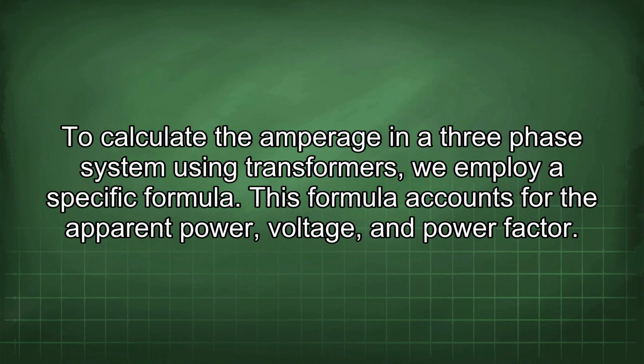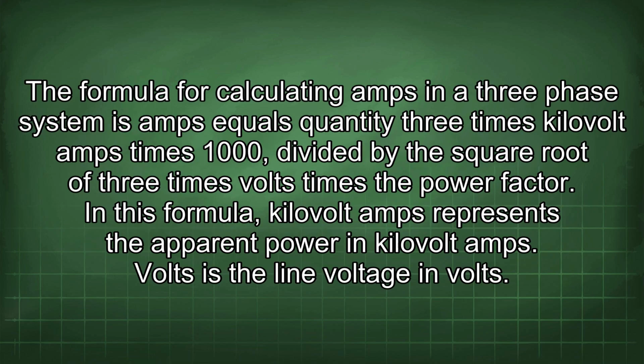To calculate the amperage in a three-phase system using transformers, we employ a specific formula. This formula accounts for the apparent power, voltage, and power factor. The formula for calculating amps in a three-phase system is amps equals quantity 3 times kilovolt amps times 1000, divided by the square root of 3 times volts times the power factor.